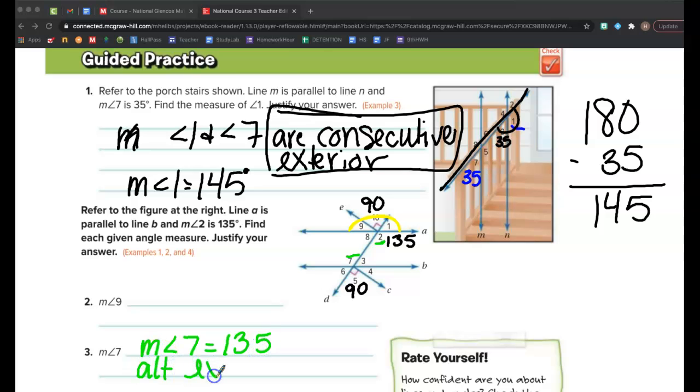alternate interior, interior. I can't read those colors. Well, your notes, I can't read those colors. I'll change the color, but in your notes it has those words, so you have those words in front of you. Alternate interior.